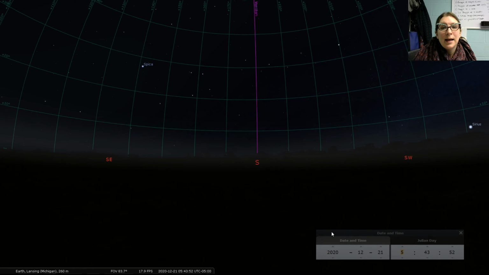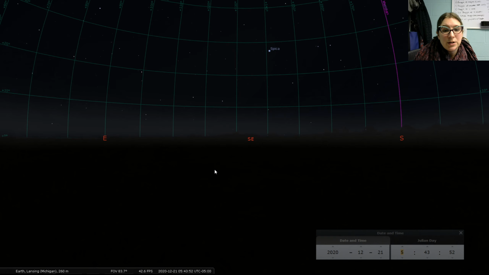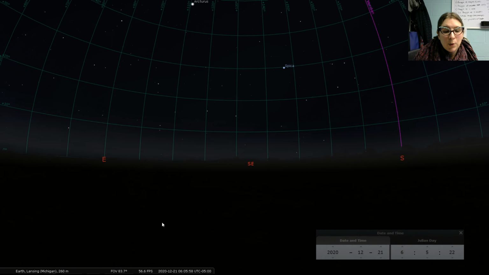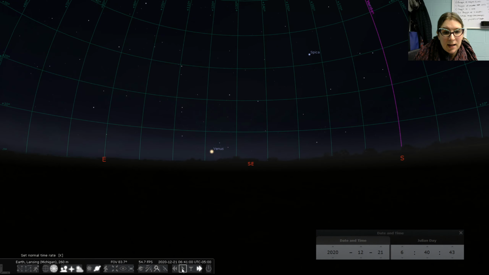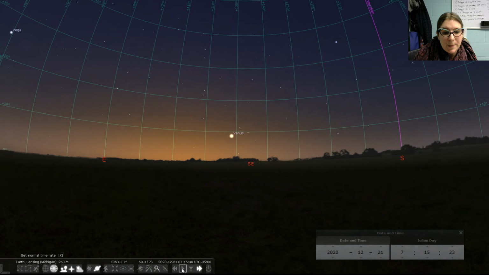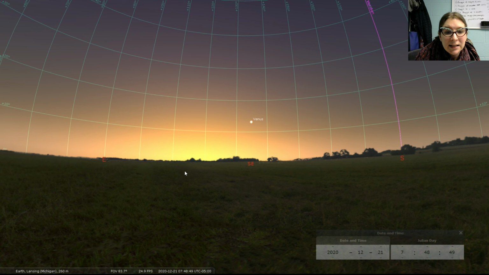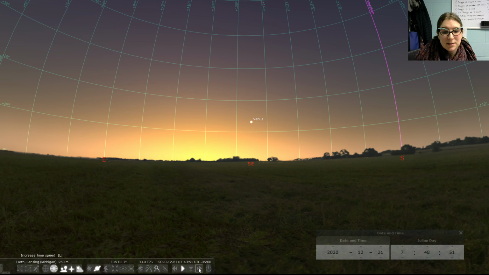So let's go look again at the winter sky. We'll start by looking towards the east. We're going to speed time up just a little bit here, and we're going to pause right around the time that the sun rose back on the winter solstice. So there it is. You can see the sun is over here rising towards the southeast.